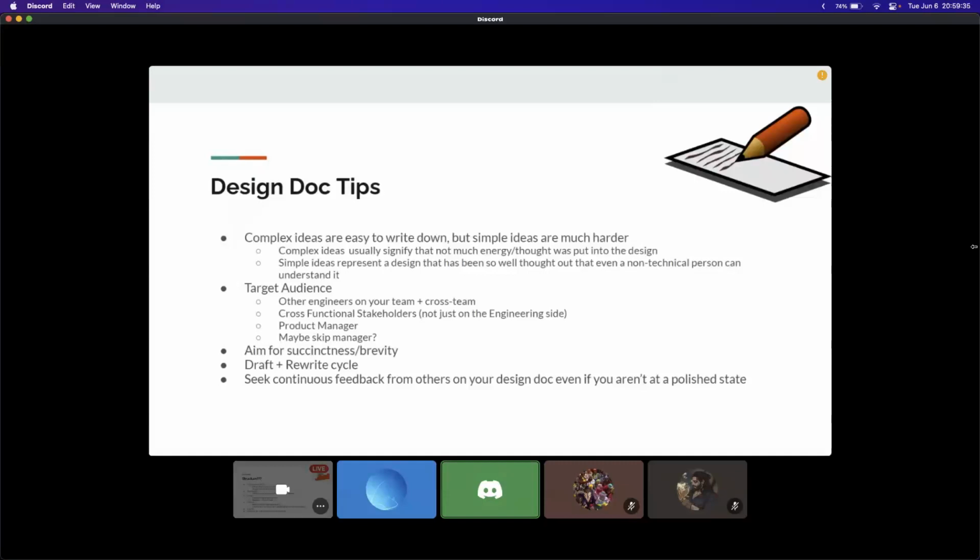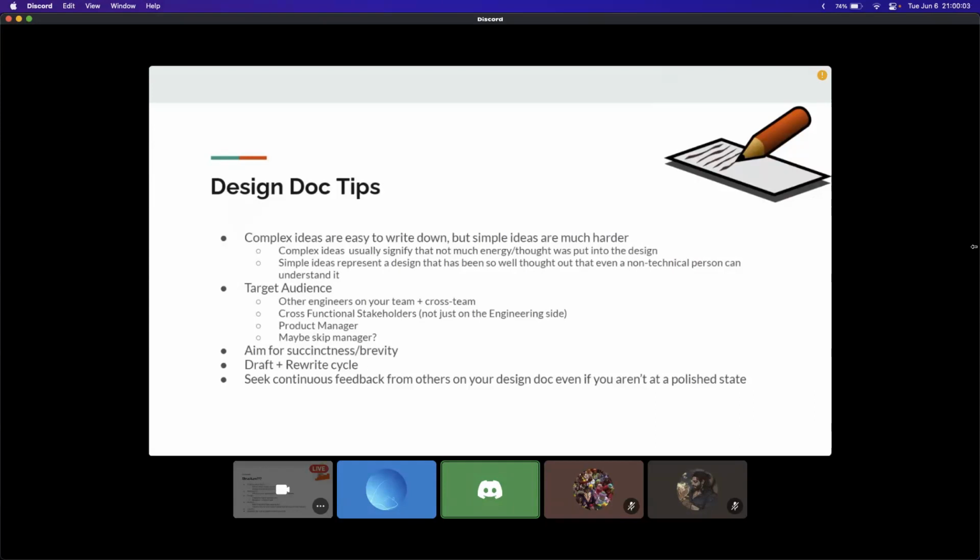So the first tip I think is the most interesting. Complex ideas are easy to write down, but simple ideas are much harder. Now, what do I mean by that? A complex idea is one that sounds too hard to understand, right? You have to give some sort of cognitive load in order to understand this complex idea or menagerie, right? And that's easy to write down because at the end of the day, that's more brain dumping.